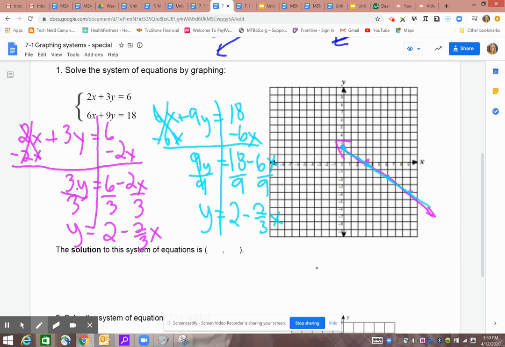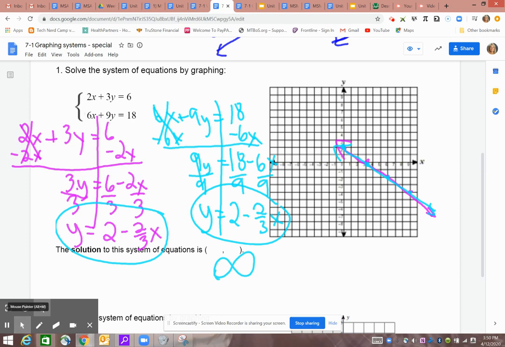So when I graph these, they are the identical equation. So every single point they have in common, there's every single solution together. So here, the solution to this system would be infinity. There's an infinite number of solutions for this system. They are completely the same line, and that happens.